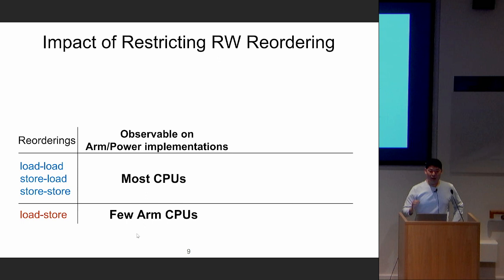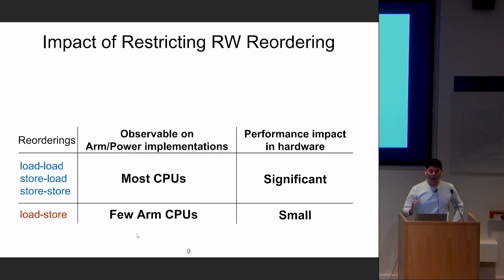I also heard from ARM's internal document that the ARM Cortex officially does not allow load-store reordering by design. So this is rare. Then the question is why it's rare. I talked to hardware guys and understood that these three optimizations are very significant, but load-store optimization, the read-write optimization, gives very small benefits for CPUs. So it's kind of not important.